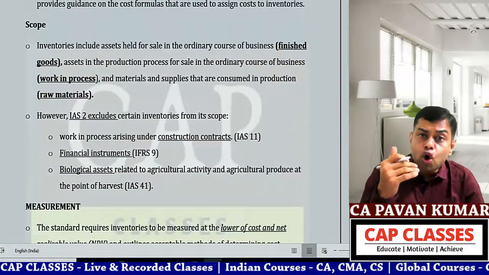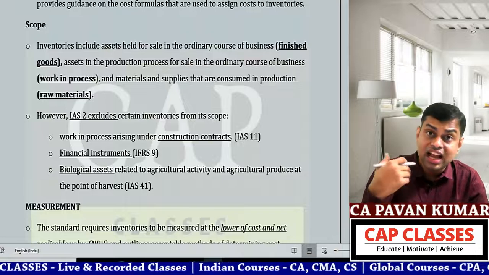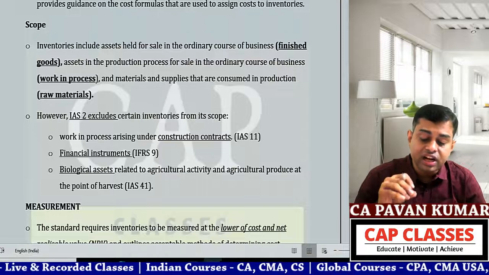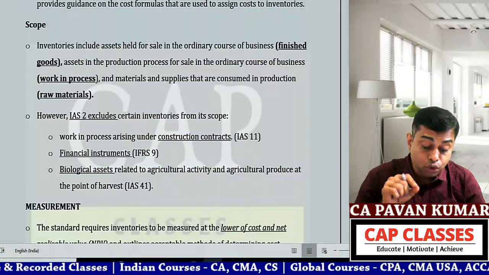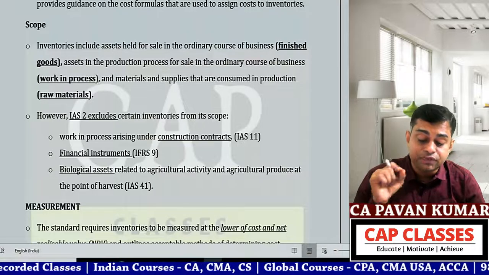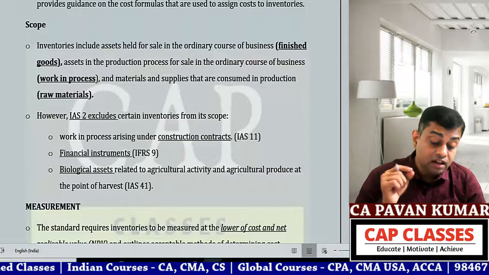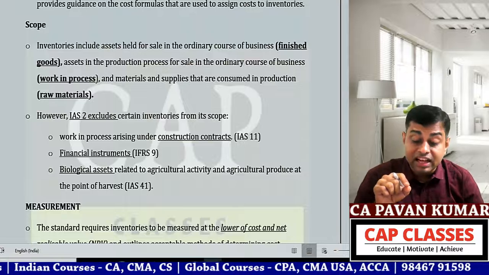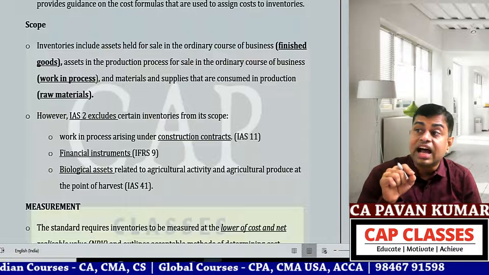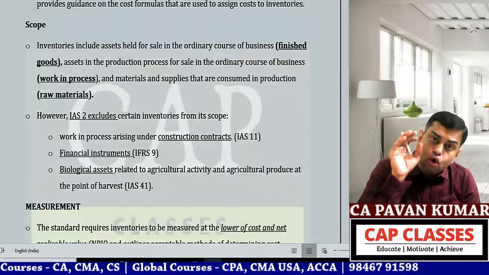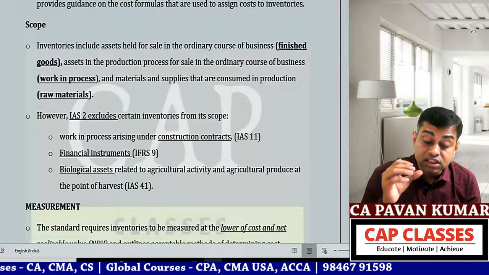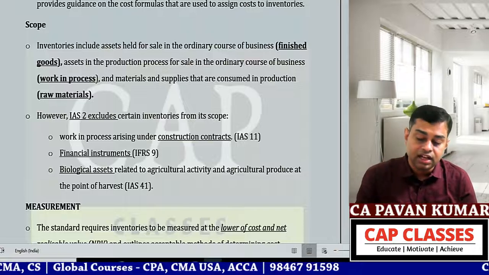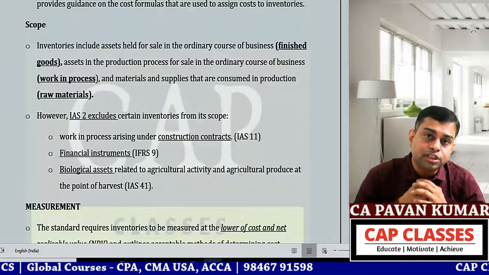Scope exclusion. What are the excluded things? IAS 2 excludes certain inventories from its scope. One, work in progress arising under construction contracts. In the bracket, they have said IAS 11. No, this IAS 11 was an old standard. Now construction contracts is dealt with by IFRS 15, revenue from contracts with customers.